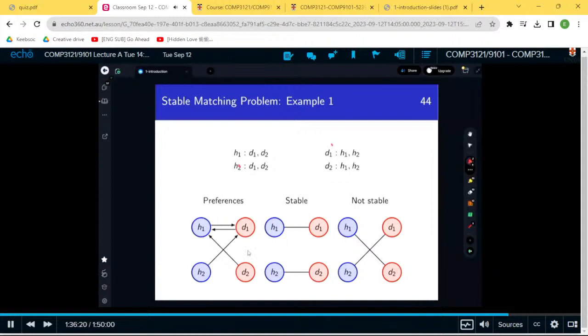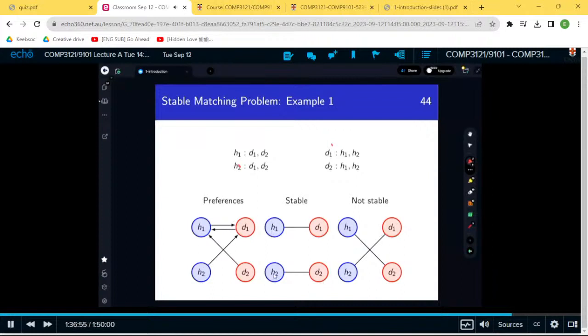So we can depict this as in this directed graph, with hospitals on the left and doctors on the right. Hospital 1 points to its most desired candidate. Hospital 2 also points to its most desired candidate. And same on the other side, the doctors point to their most preferred hospitals. So let's look at the following two allocations. D1 is matched to H1, D2 is matched to H2.